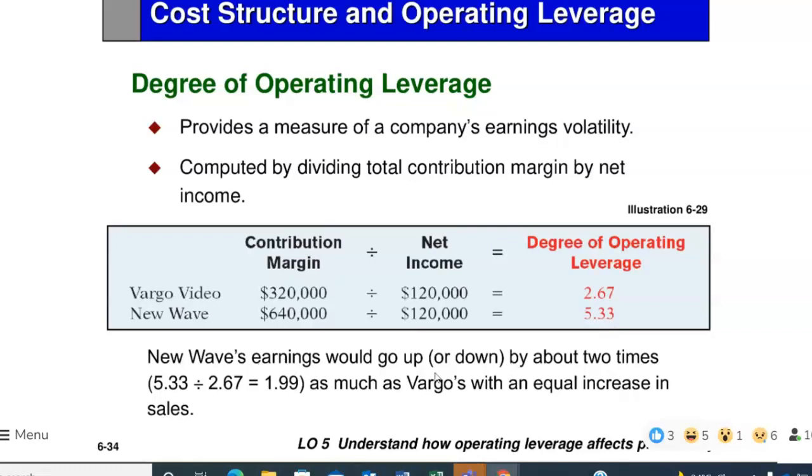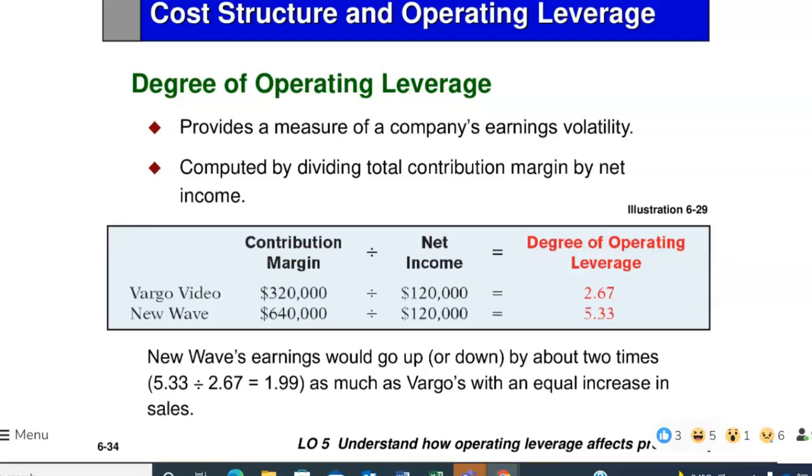New Wave's earnings will go up 2 times faster than Vargo with every change in sales, but it will also go down 2 times faster when sales decline. So that's what operating leverage is all about. Degree of operating leverage. And it only comes about when you have higher fixed costs than variable costs.